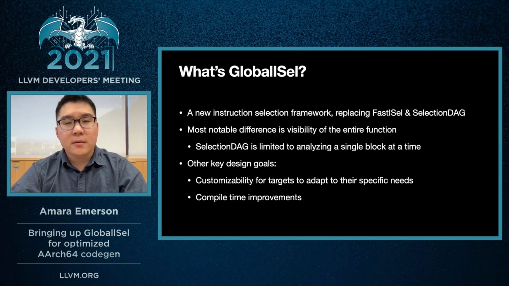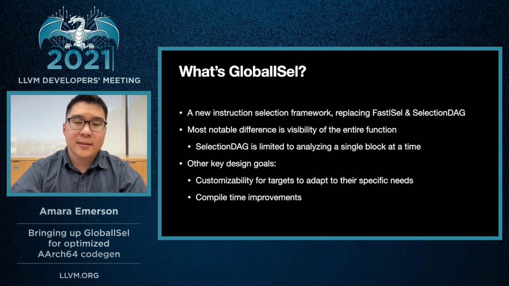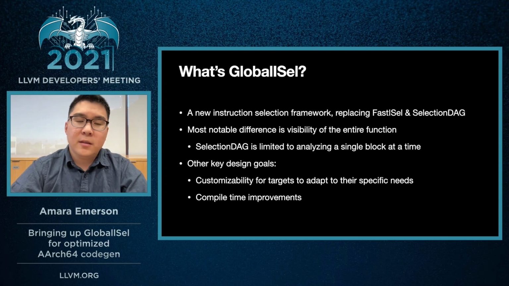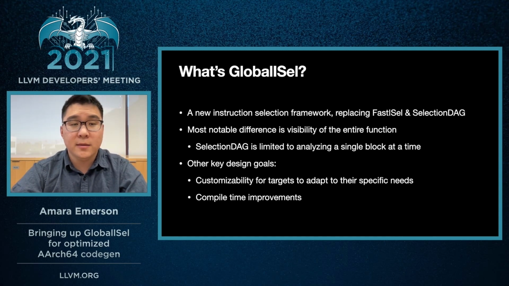So, GlobalISel is a new instruction selection framework designed to replace FastISel and SelectionDAG. The biggest difference between GlobalISel and these other frameworks is that GlobalISel can process the entire function at once, whereas SelectionDAG has to process individual basic blocks. There are some other key design goals as well. Namely, we designed GlobalISel to be very customizable so that targets can adapt it easily for their specific needs. And also, we designed it to be fast in compile time as well.